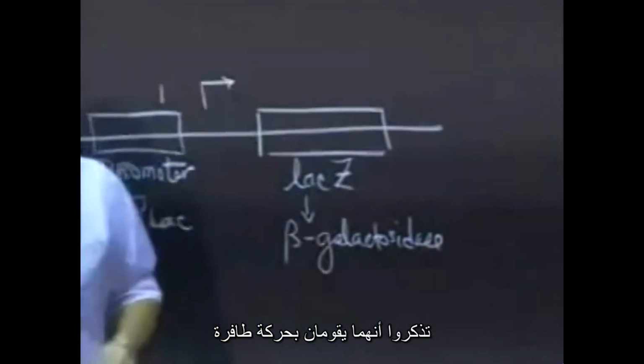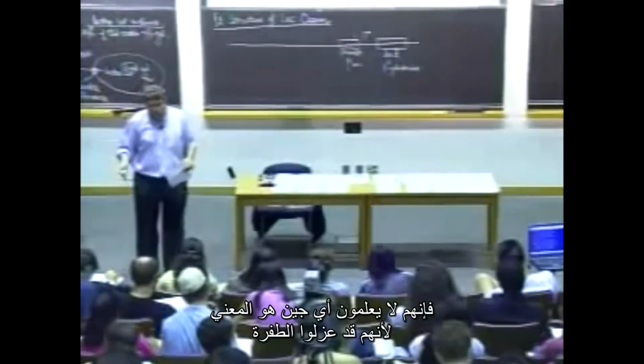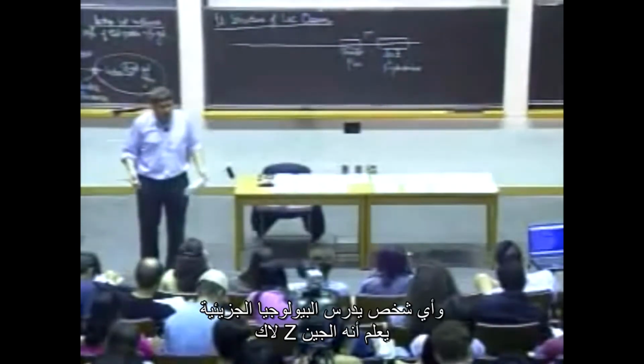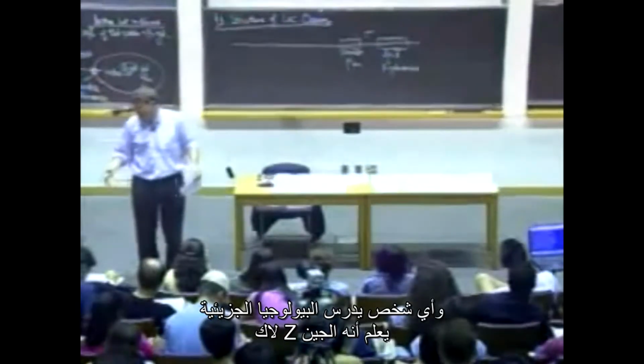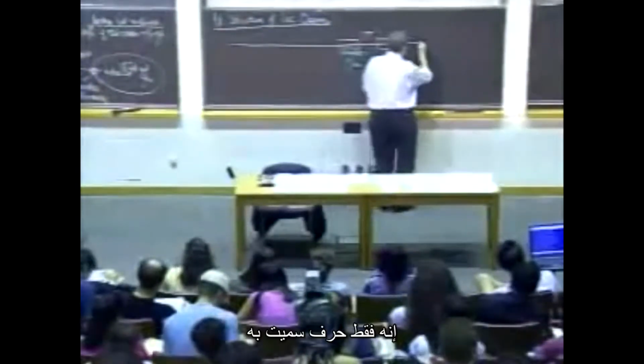Remember, they did a mutant hunt. And when they did the mutant hunt, they didn't know what each gene was as they isolated mutants, so they just gave them names of letters. And so it's called LAC-Z. And everybody in molecular biology knows this is the LAC-Z gene, although Z has nothing to do with beta-galactosidase. It was just a letter given to it, but it's stuck.